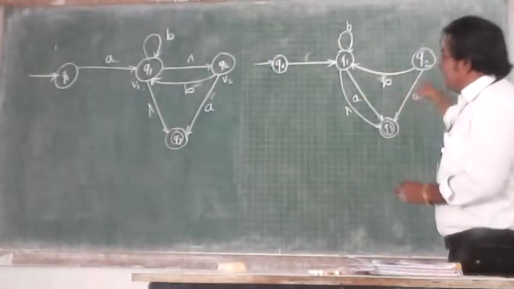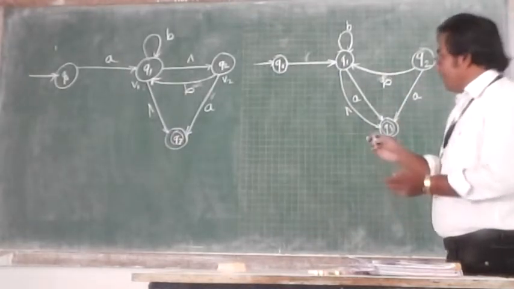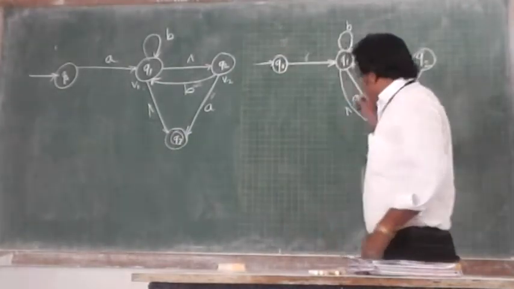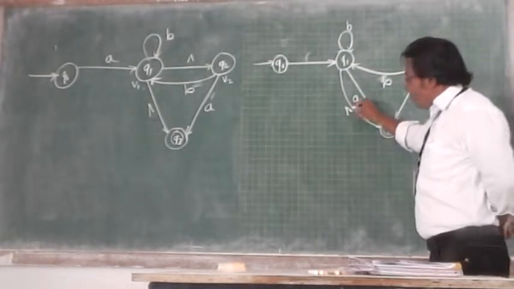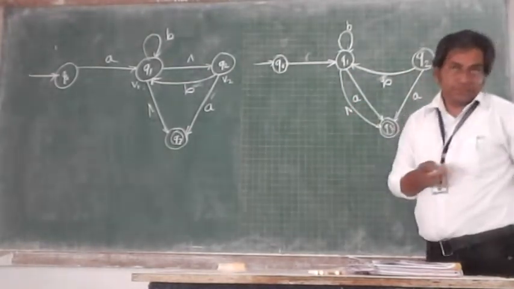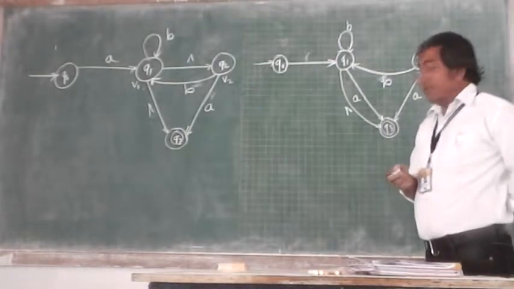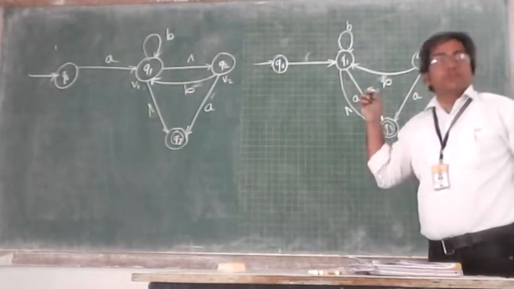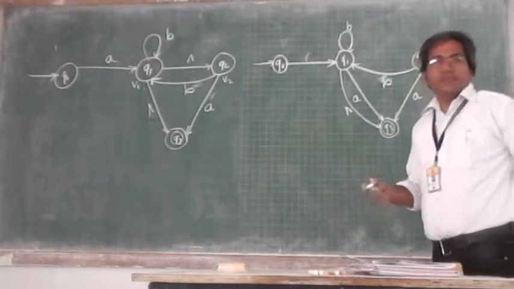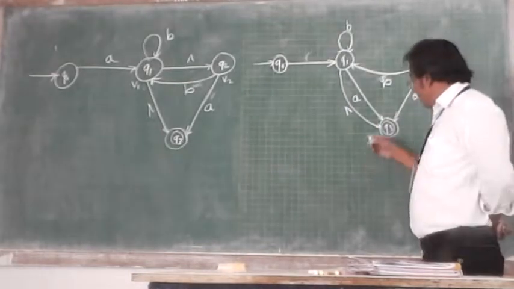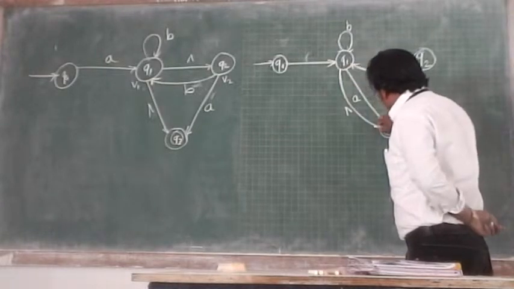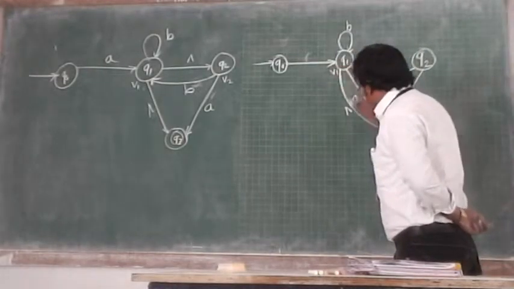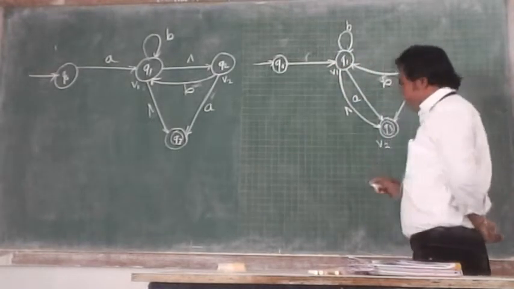Have you covered all the transitions? Okay, fine. Now I can see that one more null transition is there that I need to remove. So to remove that, again apply these four steps. Here the transition is from Q1 to Q3, so this becomes V1, this becomes V2.